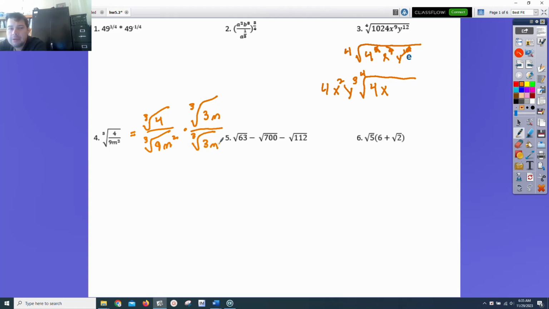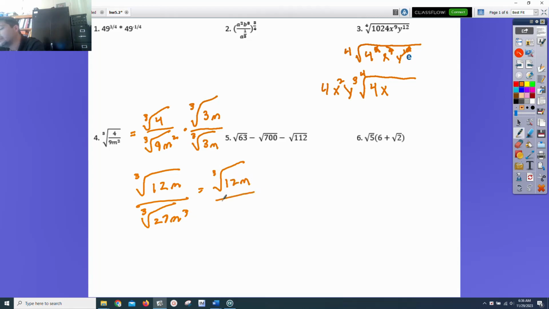Because of the desired outcome that happens. So a cubic root of 4 times a cubic root of 3m is a cubic root of 12m. There's nothing you can do with that. But the bottom becomes the cubic root of 27m cubed. That is evaluatable. So the top stays the cubic root of 12m.